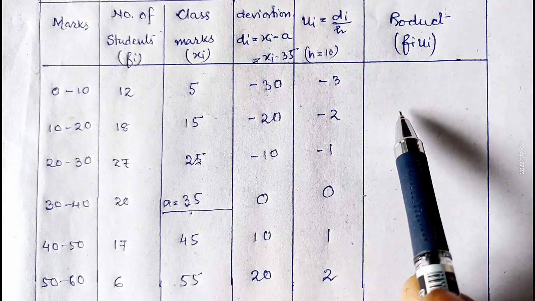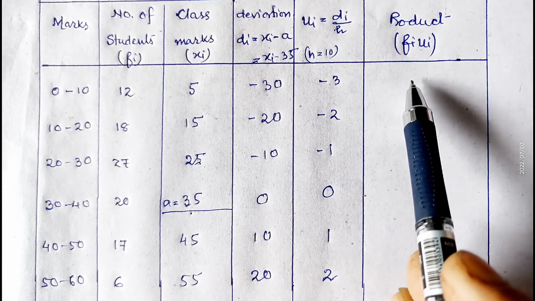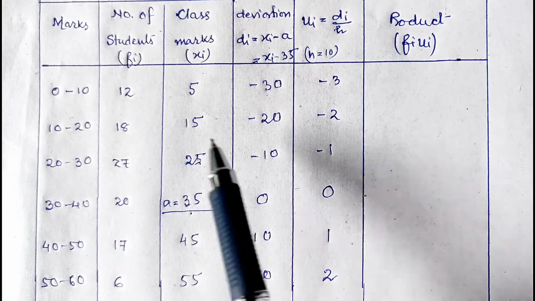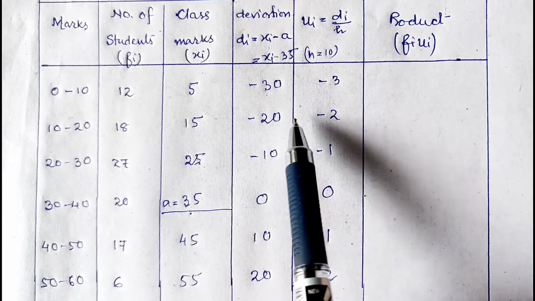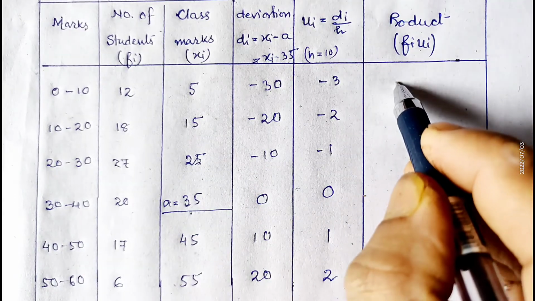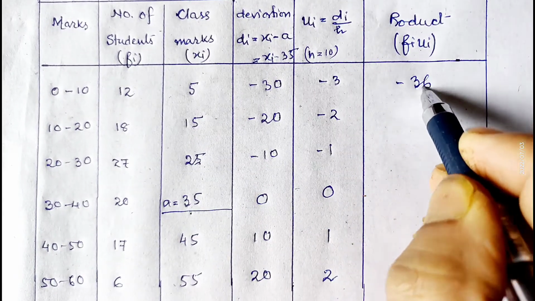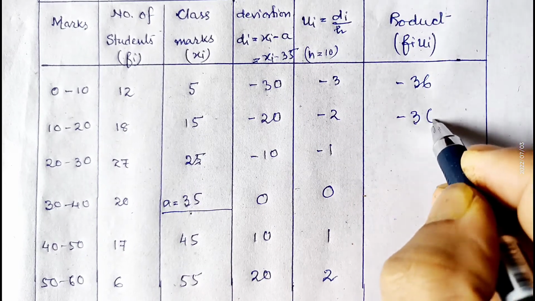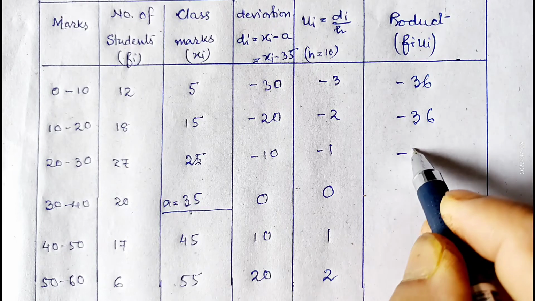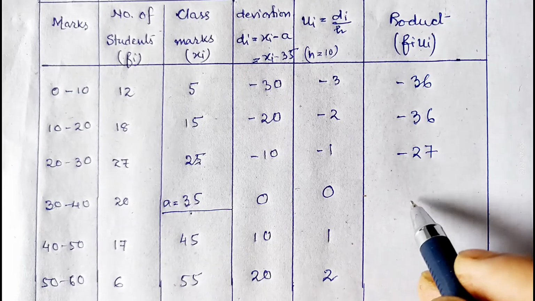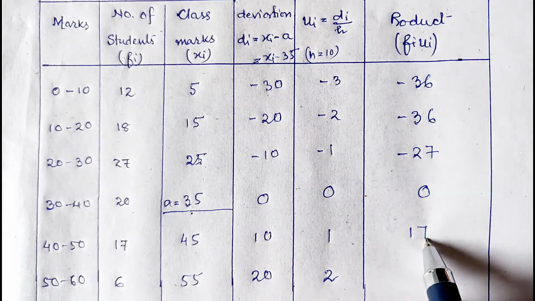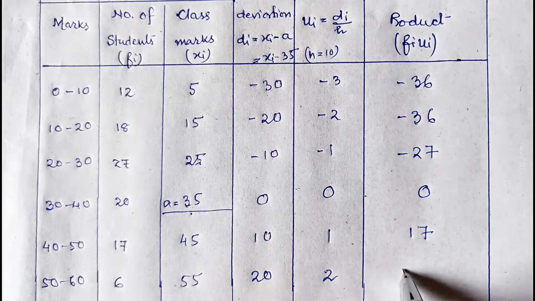Now we have to find the product. This product is calculated by multiplying fi with ui. In the first case it is 12 and here it is minus 3, so it will be minus 36. In the next case 18 into minus 2 will be minus 36. 27 into minus 1 is minus 27. 20 into 0 is 0. 17 into 1 is 17, and 6 into 2 is 12.